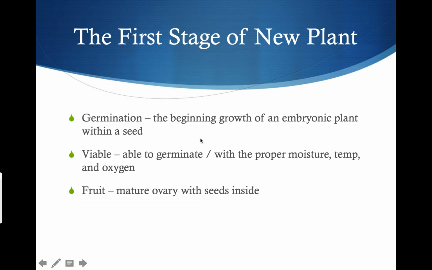Okay, so moving forward, we talked about pollination, and then fertilization, and then lastly, germination is the beginning growth of the embryonic plant. That means, let's say a fruit is fully formed, it falls from the tree into the ground. Inside the fruit are seeds, so that seed may or may not germinate. Okay, if it germinates, that is the beginning growth of the embryonic plant.